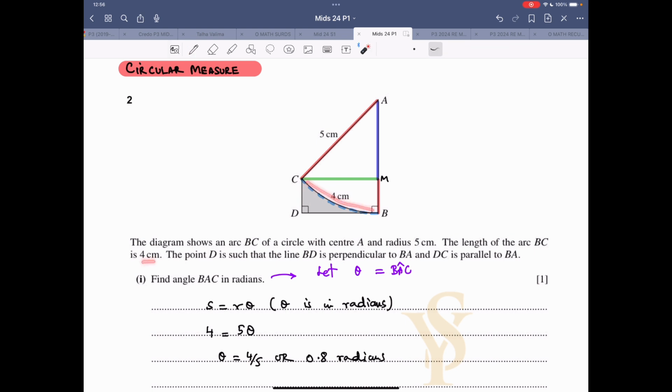That's stated. This is 5. This is 5. The point D is such that line BD is perpendicular to BA. BD is perpendicular to BA. This is 90 degrees. And DC is parallel to BA. DC, where is DC? That is DC is parallel to BA. So that means this is also 90 degrees. Find angle BAC in radians.